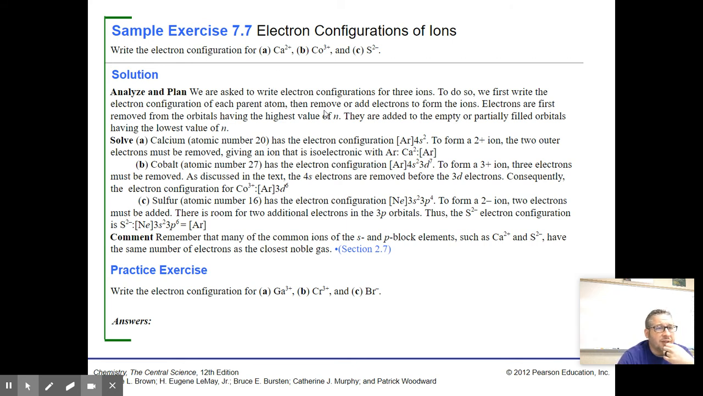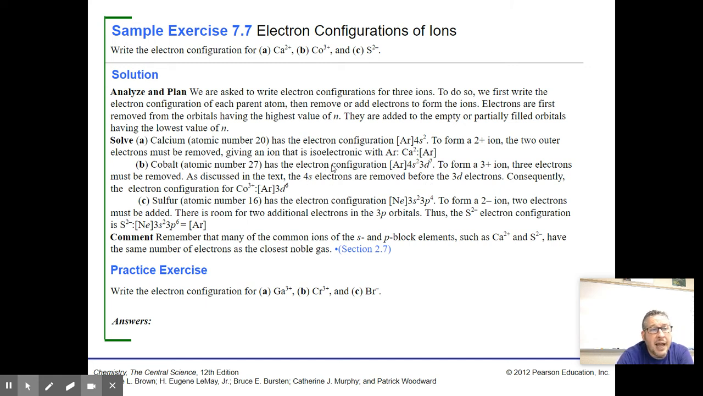So Ca2+ typically has an [Ar]4s2 electronic configuration. But because it's a 2+, we have to remove 2 electrons. And the only place in this instance that we can remove the electrons from is the 4s. So honestly, you could simply remove that 4s2 and keep the noble gas argon in the brackets, and that could be your answer. That's it. Pretty simple, huh?